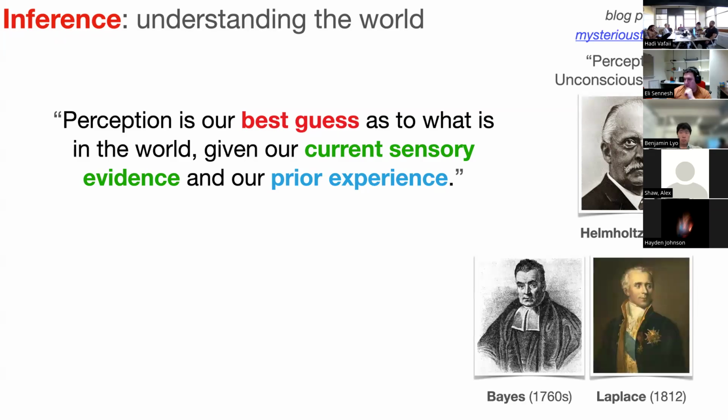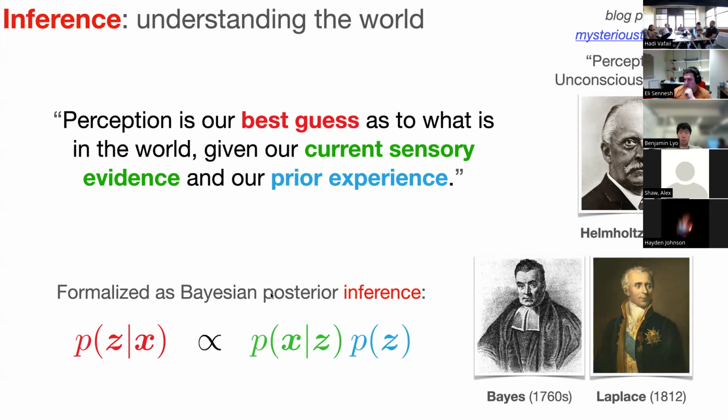Okay. And this idea in this sentence is in English. If you want to translate it into math, you can just formalize it as Bayesian inference, thanks to these guys, Bayes and Laplace. This is the posterior. Z are the causes. X are the observed images. The current sensory evidence is the likelihood, and prior experience is the prior distribution. And this is just Bayes' rule.